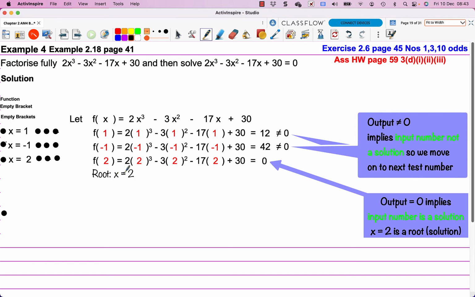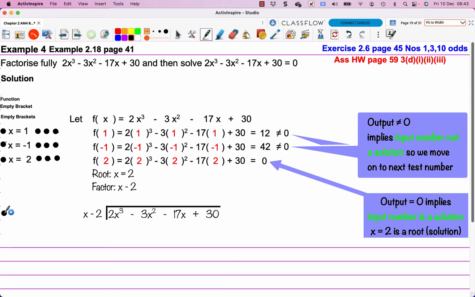Now, because x equals 2 is a solution, as we've seen earlier on in the course, we bring the 2 over the equal sign and change the sign. So we can now say that we've got a factor, x minus 2. Now, if we know a factor of an algebraic expression, then we can use division to find the other factor. And that's what we're going to do now.